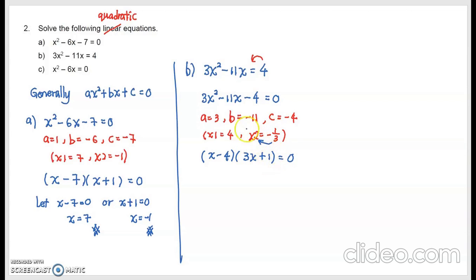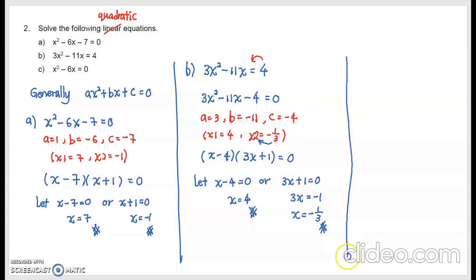So here is 1. Next step, let x minus 4 is equal to 0. X is equal to positive 4. Or 3x plus 1 is equal to 0. 3x is equal to negative 1. X is equal to negative 1 over 3. You can see that our answer is the same as the answer given in the calculator, which is 4 and negative 1 over 3.